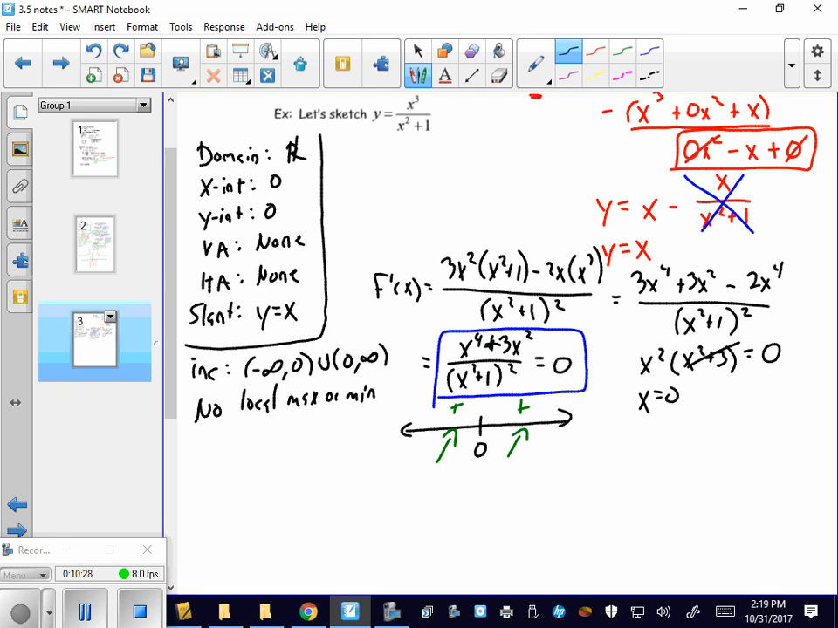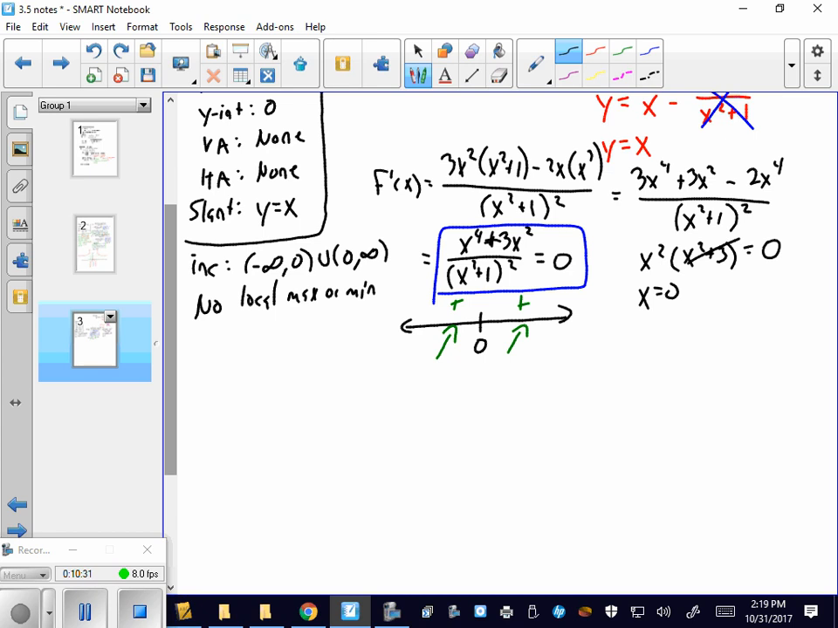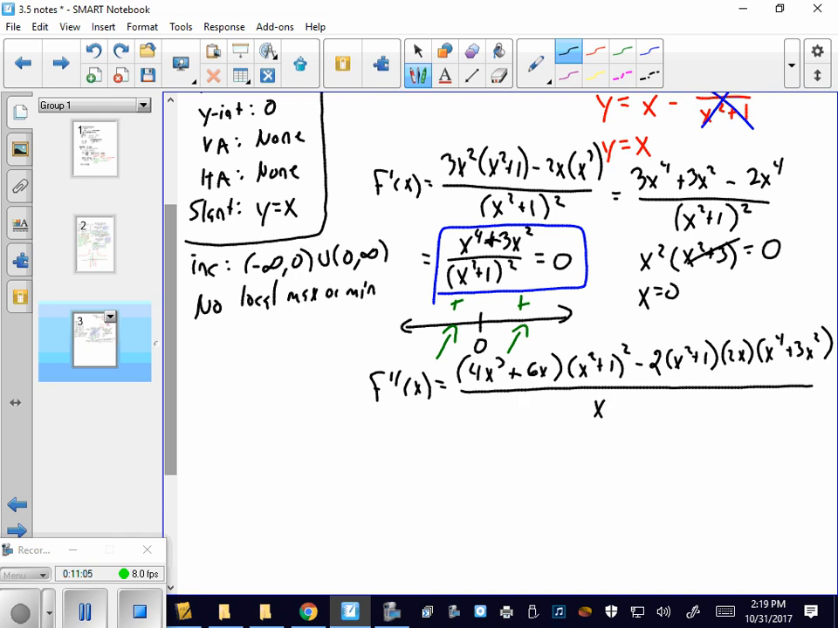All right, so let's look at the second derivative, which once again is going to come from the easier form. So f double prime is going to be, let's see, the derivative of the top, 4x cubed plus 6x, times the bottom, x squared plus 1 squared, minus the derivative of the bottom, chain rule, 2 times x squared plus 1 times derivative of the inside, 2x, times the top, x to the fourth plus 3x squared, all that mess over the denominator, x squared plus 1 to the fourth.